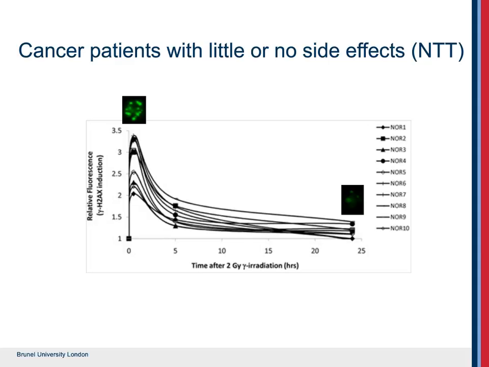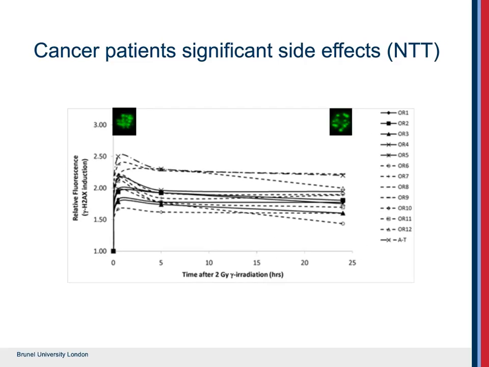Interestingly, in patients that suffered these really severe side effects, what we see right across the board here, to a greater or lesser extent, is you irradiate their peripheral blood lymphocytes, the cells report the damage, but there is no repair. So it seems that our gamma H2AX assay is allowing us to differentiate between those patients that have very severe side effects compared to normal individuals, or cancer patients that experience very little side effects at all. So that's really gratifying.